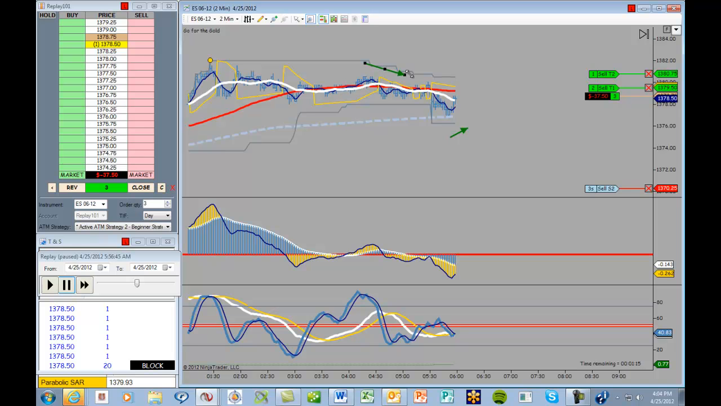And we should make this arrow bigger because we got all the way over to here before we finally got out of the trade. All right, I think we're ready to start up again.